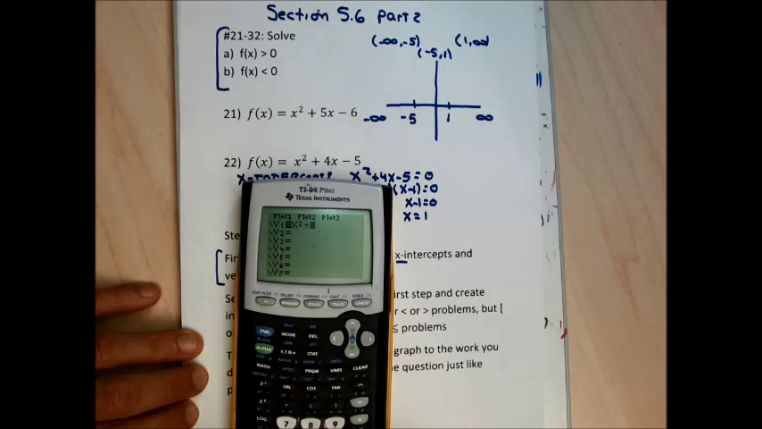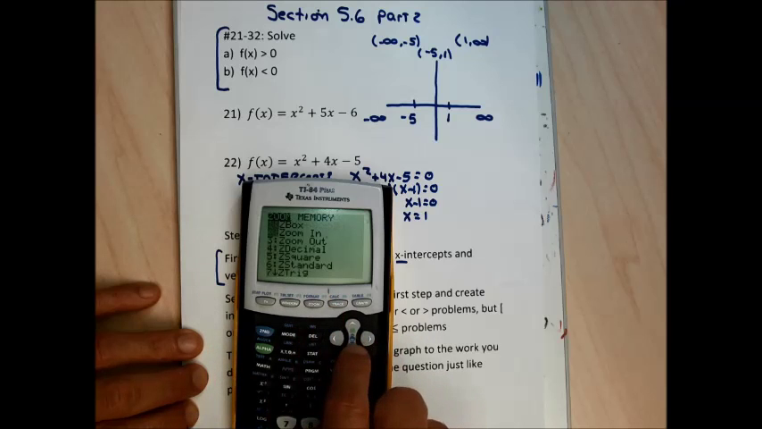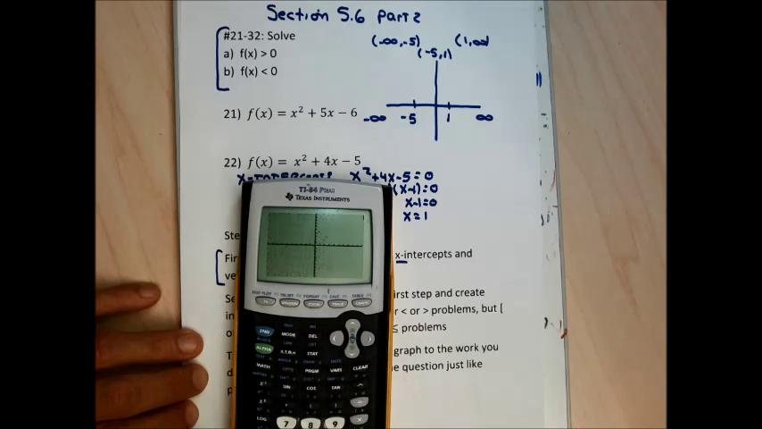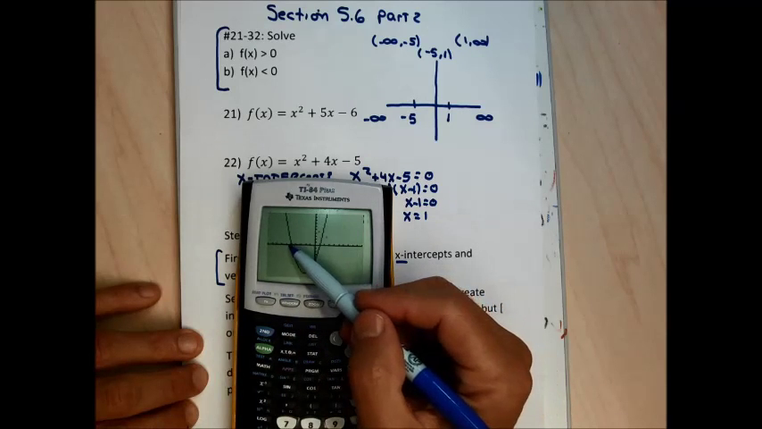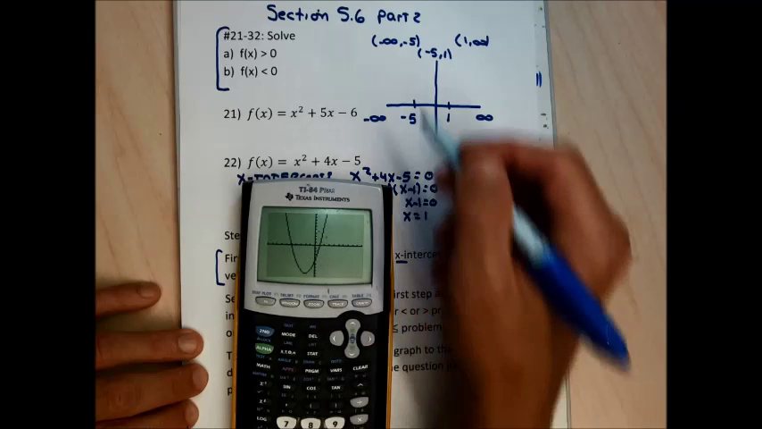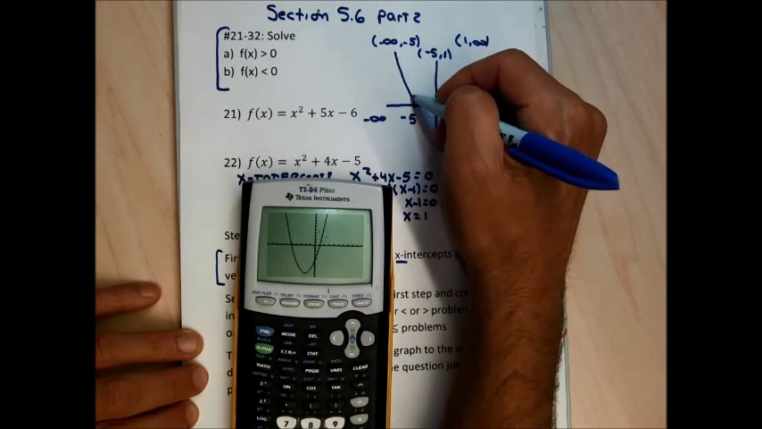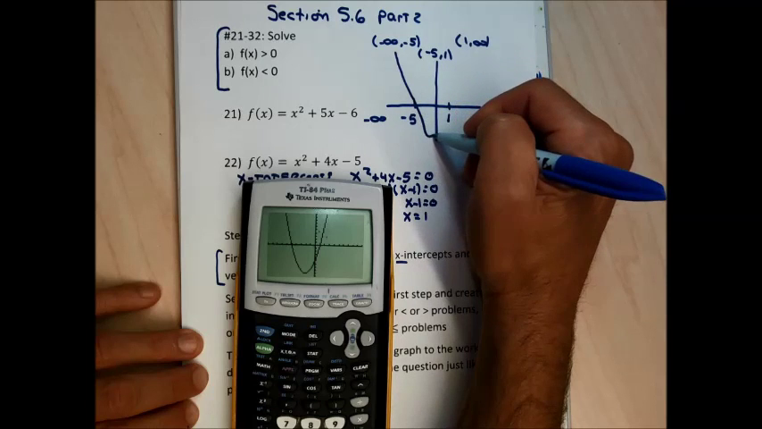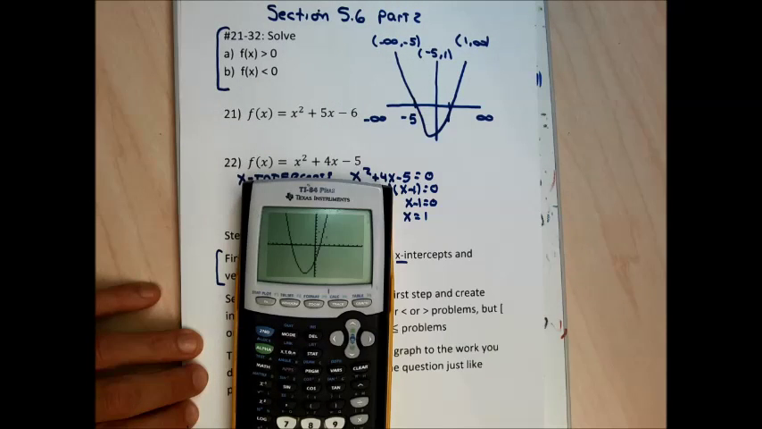So I'm going to do x squared plus 4x minus 5, zoom standard just in case I have some strange window. There's my x-intercept at negative 5. There's my x-intercept at 1. So the graph looks something like this. I don't need to know where the vertex of that parabola is. The graph looks more or less like that.